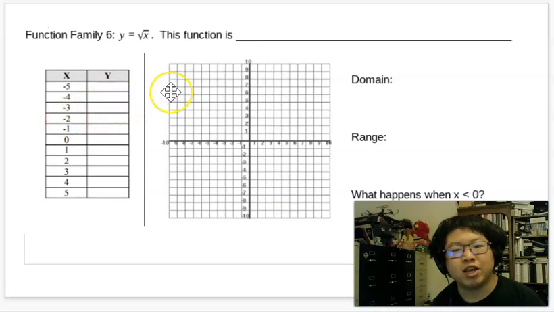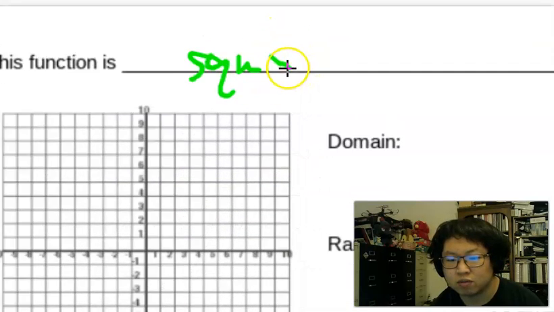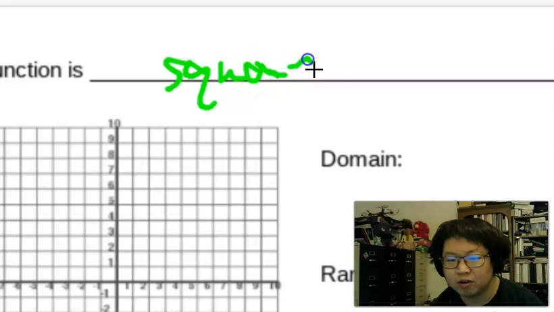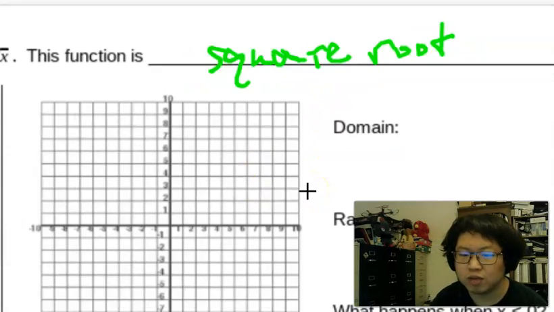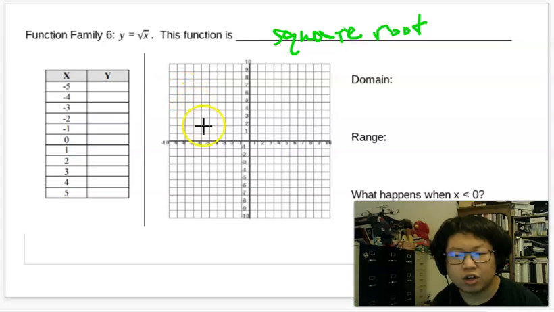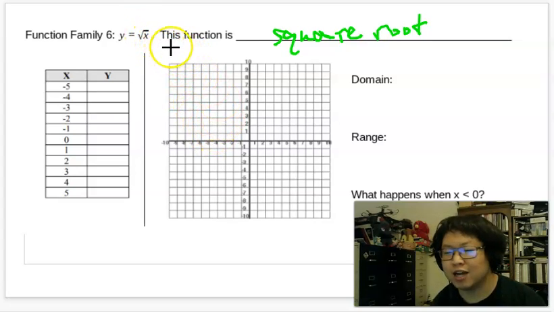All right, we have y equals the square root of x. Now, if you were wondering if there was a name for this function that was special or anything, it's not. It's just the square root function. Zoom in a little bit so I can write a little better. The square root family of functions. All right, let me zoom back out. Square root, of course, is that funky little dividing sign looking thing.